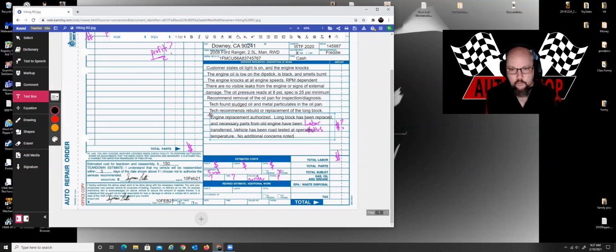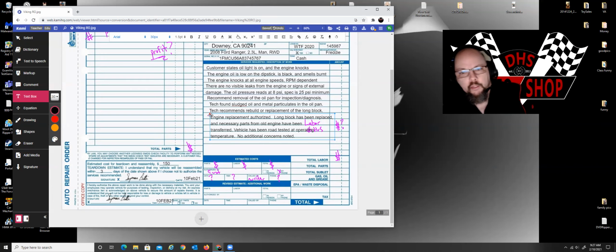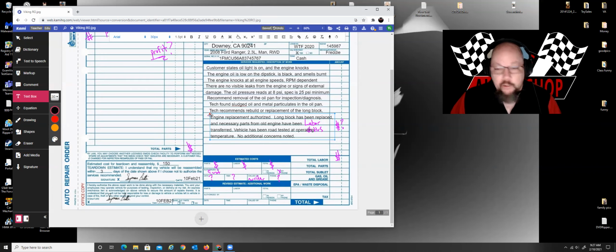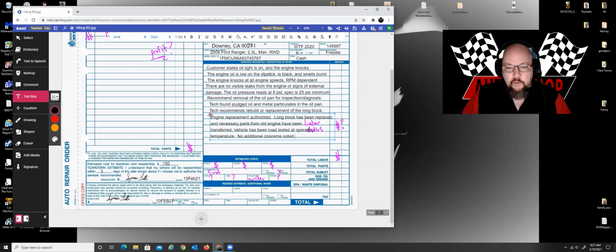Okay, now, I'm sorry about the mess with the purple writing in there and everything, but that won't be there when you do yours. So you have the long block has been replaced, or the engine has been replaced. You could even say that. Necessary parts from the old engine have been transferred. The vehicle has been road tested at operating temperature and no additional concerns are noted. Not much more writing than doing a leak diagnosis or a noise diagnosis or something like that at all. But we have to make sure we write everything down.